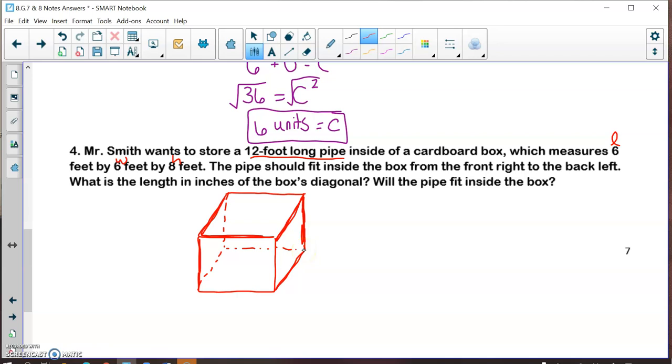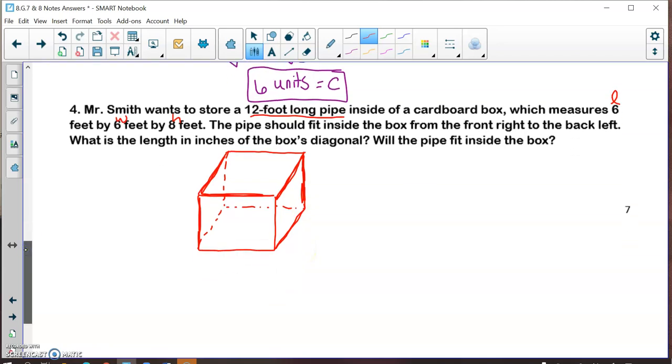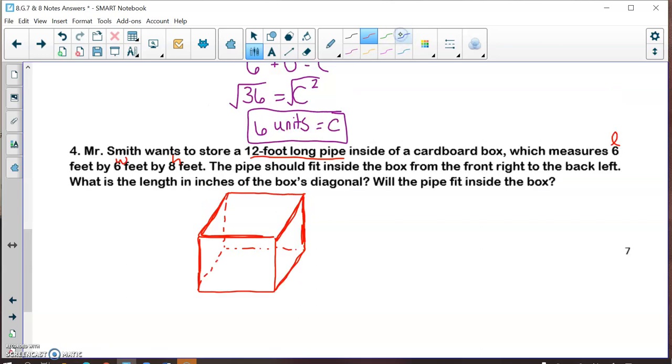Remember, the largest length in a rectangular prism is the diagonal of your box. So if this 12-foot pipe would fit in the diagonal of the box, then technically it does fit in the box. They're saying the pipe should fit inside the box from the front right corner all the way through to the back left corner. So like this. We want the length of the box's diagonal in inches, and we want to see if the pipe's going to fit in the box. So I'm going to label that diagonal as D.